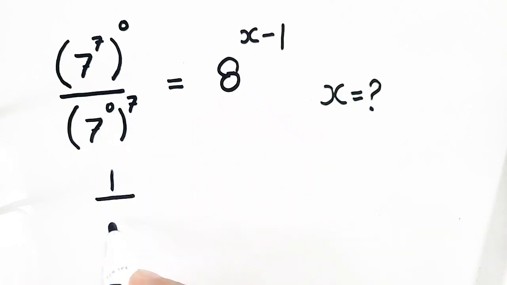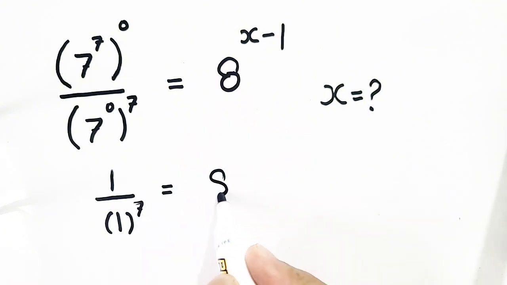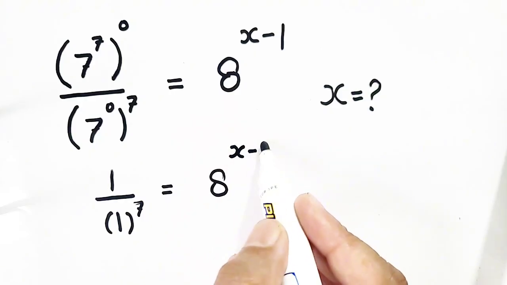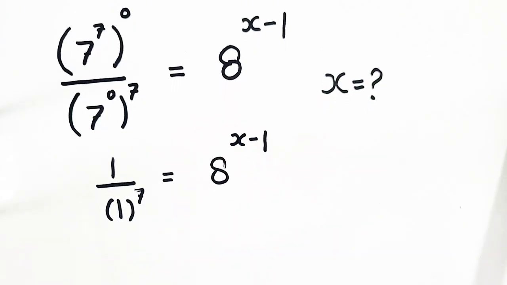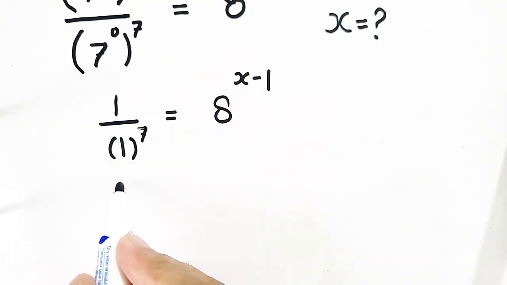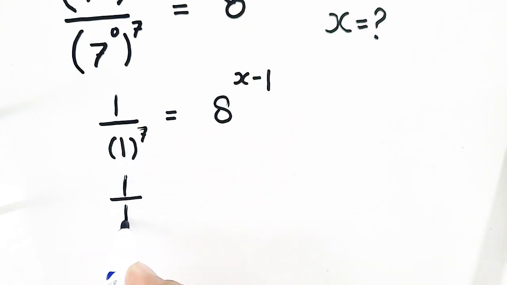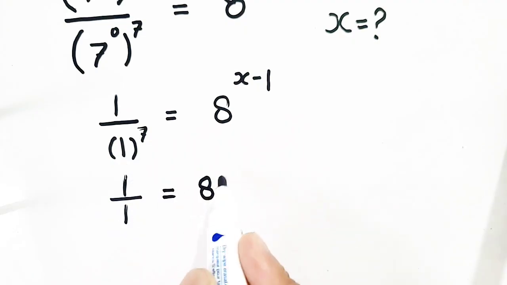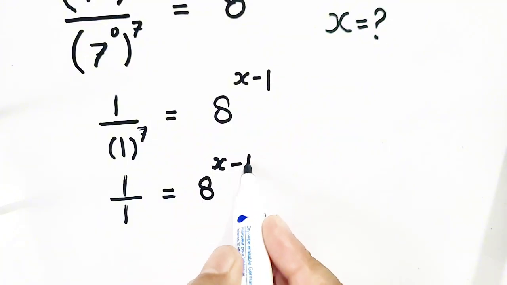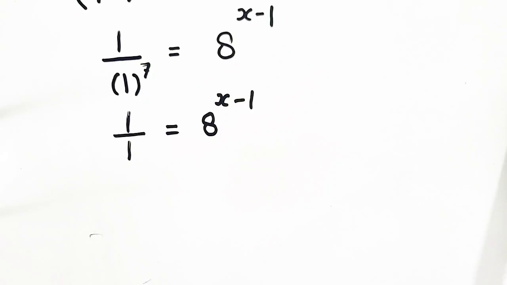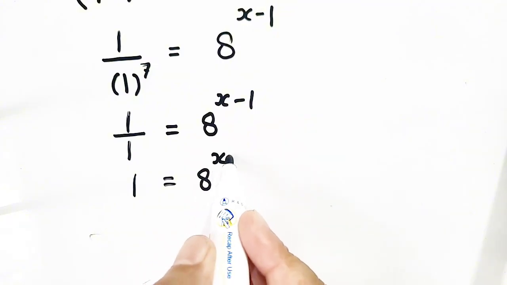Now 7 raised to power 0 will be 1 and its power is 7, which is equal to 8 raised to power x minus 1. So further simplifying, it will be 1 raised to power 7, which is equal to 1. And here it is 8 raised to power x minus 1. 1 divided by 1 is equal to 1, and here it is 8 raised to power x minus 1.